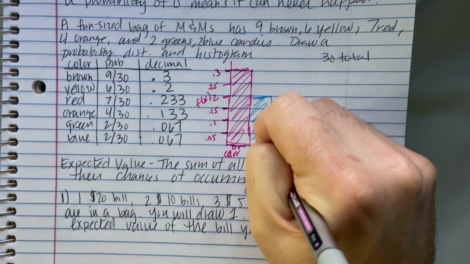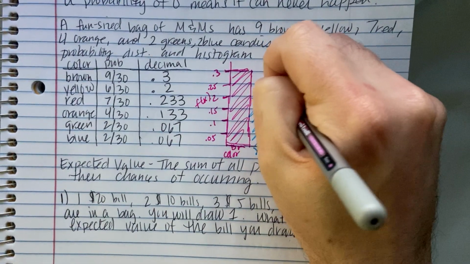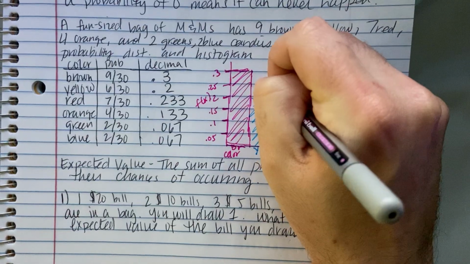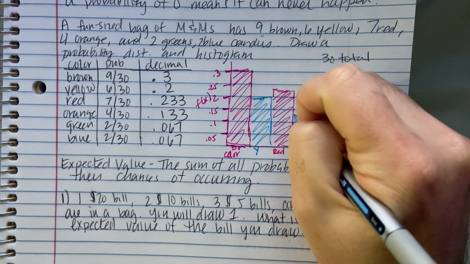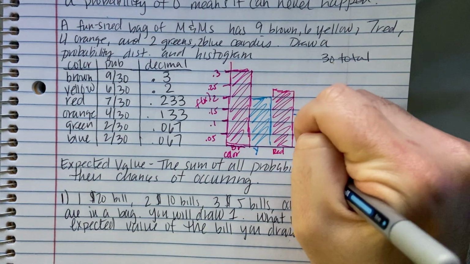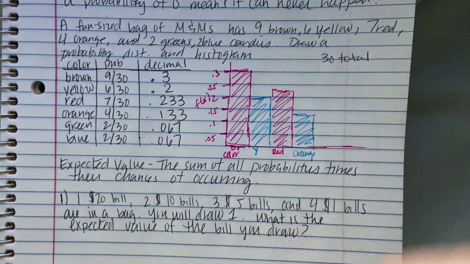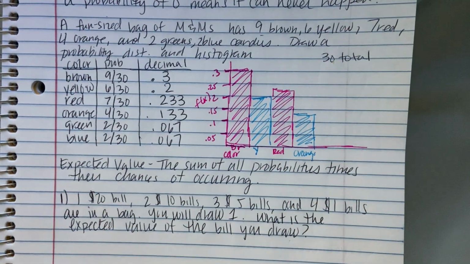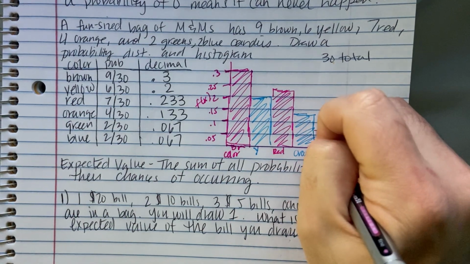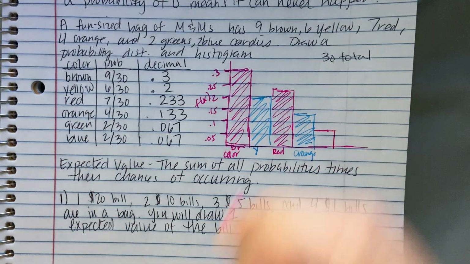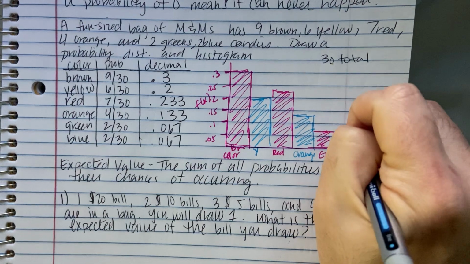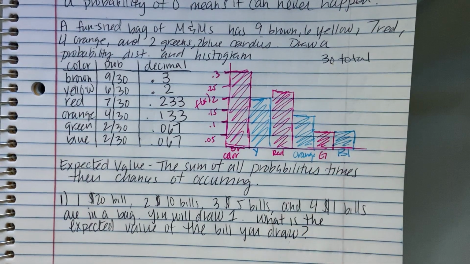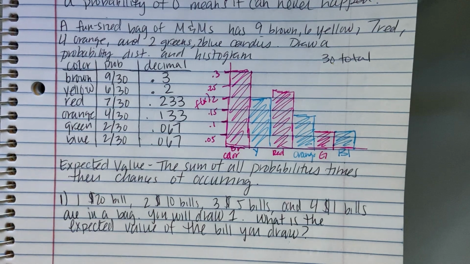After that, we've got red. It's at 0.233. And we've got orange at 0.133. Then we've got green and blue are both 0.067, which is about here. And that is a histogram. So not a whole lot of special anything going on there.